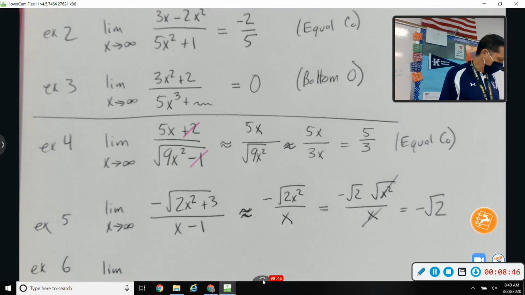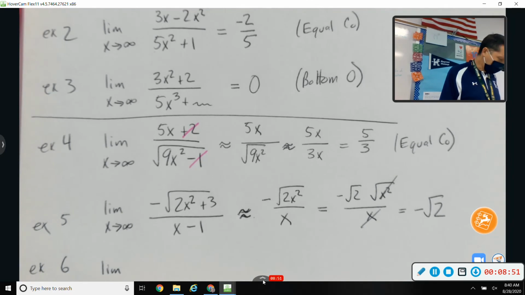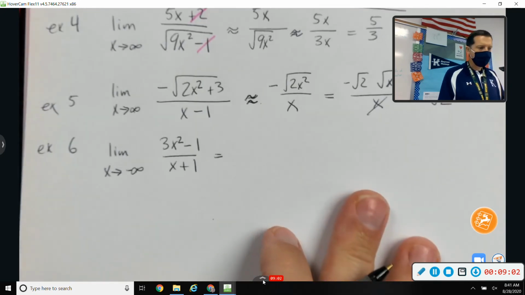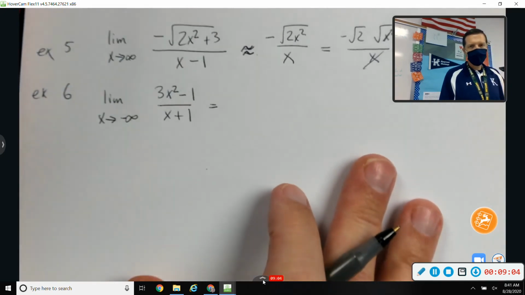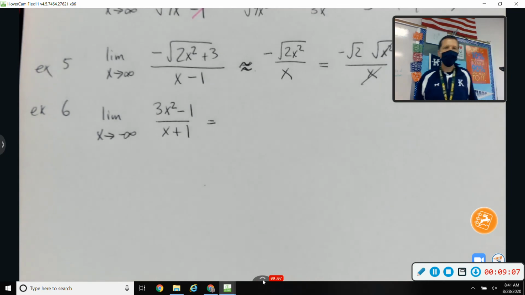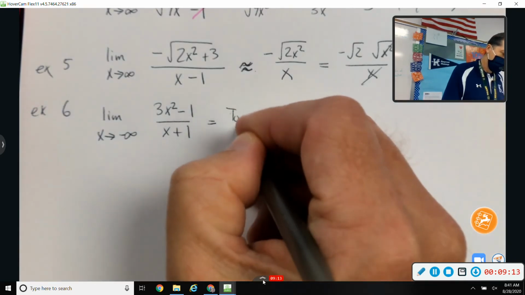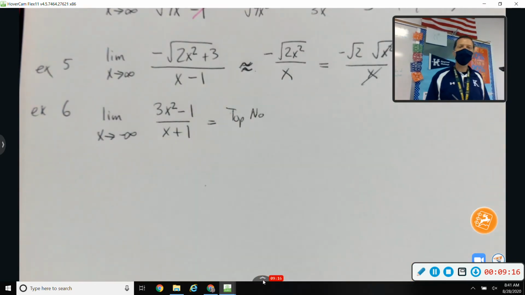Well, all of those are easy. Let's do one that's a little bit harder here. Limit as x approaches negative infinity of 3x squared minus 1 over x plus 1. Okay, nothing weird on this one. This is top no. I mean, that's not our answer, but that's the case it is. Top no, which means does not exist.